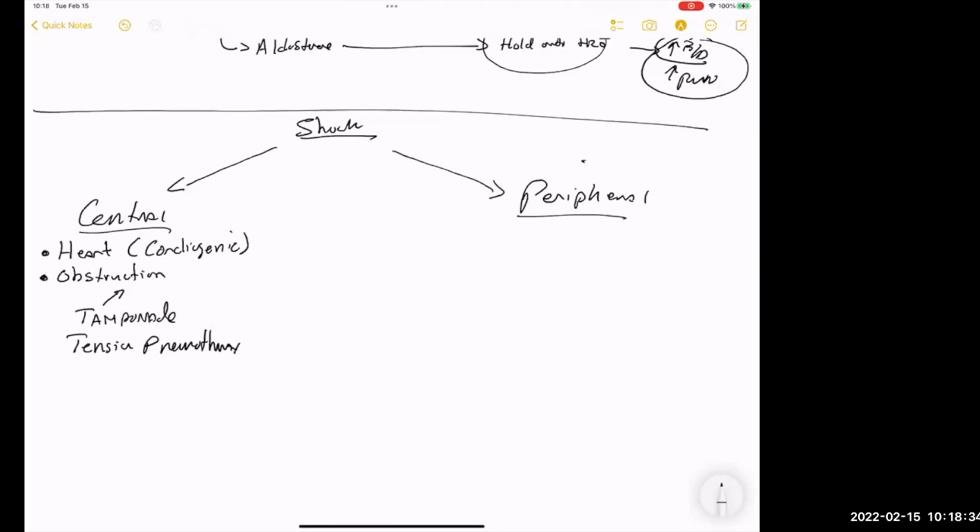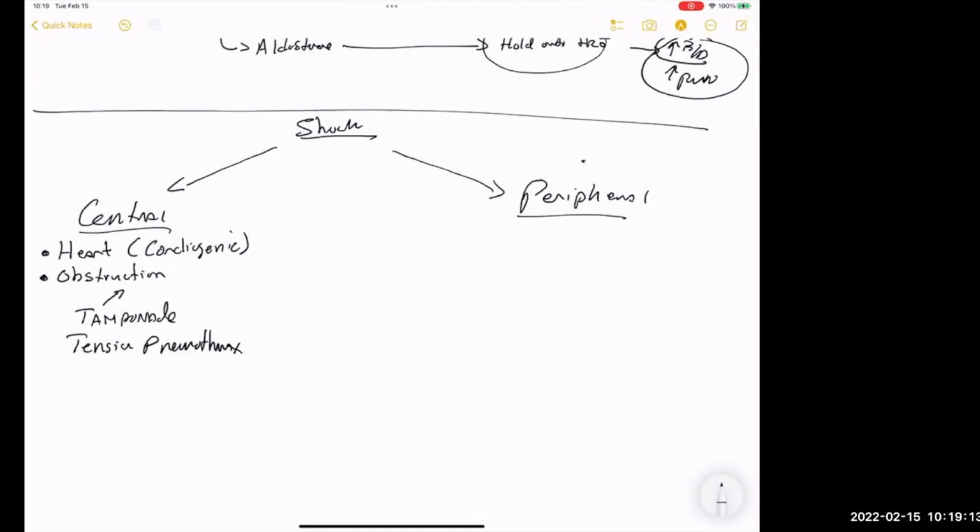And this essentially does the same thing, it puts pressure on the low pressure venous system, the blood coming back to the heart. So blood can't go into the right side of the heart, and the heart loses its preload. And then you have a loss of perfusion there, right? So those are the major types of what we call central shock, all right? Cardiogenic and obstructive. And obstructive is often either a tamponade or a tension pneumothorax, all right?